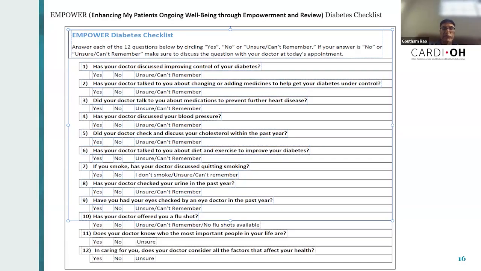Now, question number 11, I think, is one of the most important things. It was actually from Kurt Stange. Kurt Stange was the one who contributed that from here at Case. Does your doctor know who the most important people in your life are? Imagine, you get this as a clinician, as a physician, and the answer is no on it. And then you start to think, well, actually, I don't know.